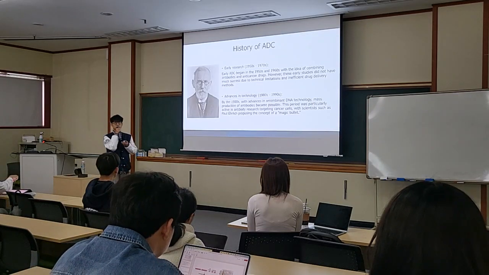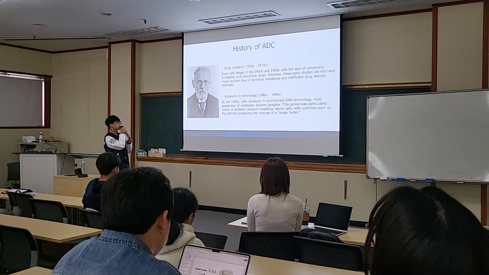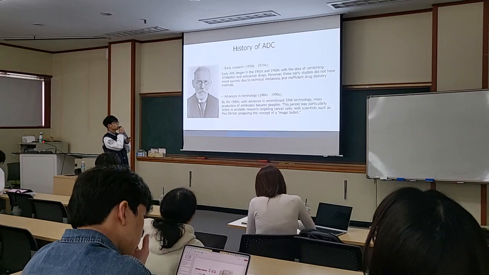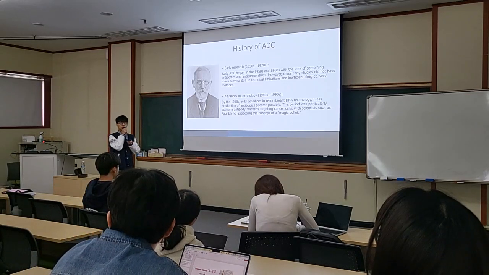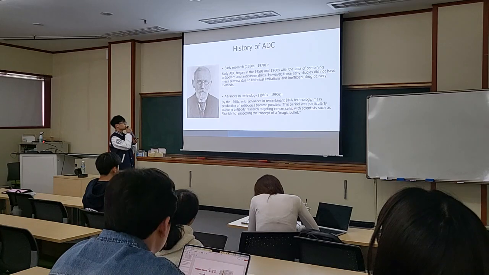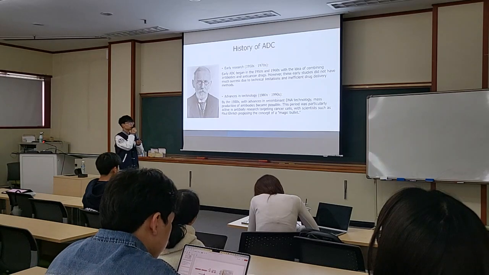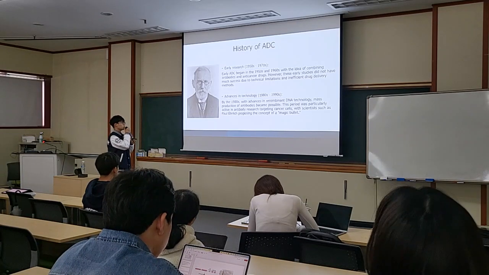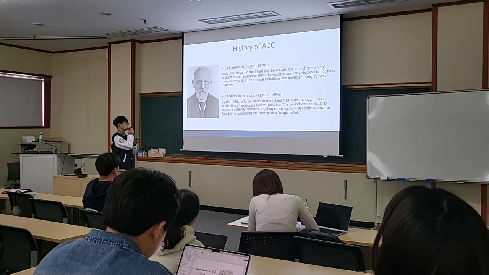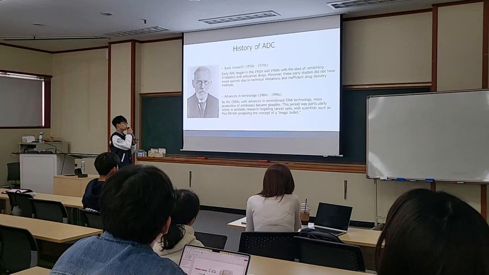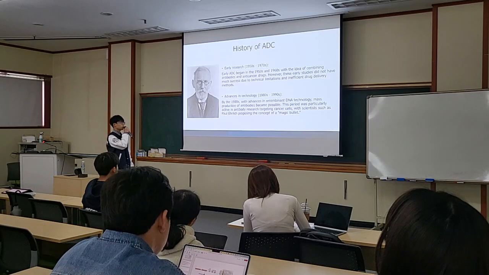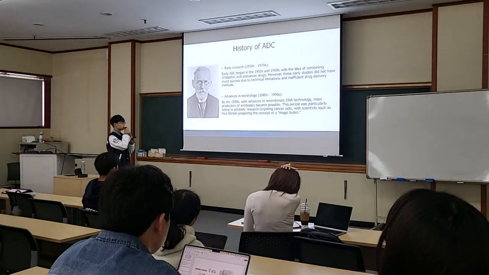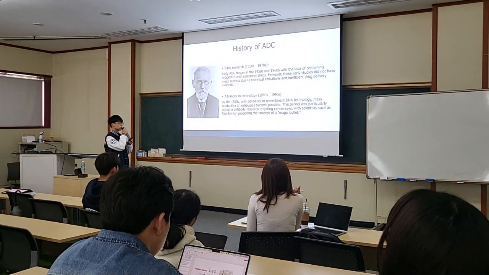In the history of ADC, early ADC began in the 1950s and 1960s with the idea of combining antibodies and anti-cancer drugs. However, these early studies did not have much success due to technical limitations and inefficient drug delivery methods. But in the 1980s to 1990s, with advances in DNA technology, mass production of antibodies became possible. So this period was particularly active in antibody research targeting cancer cells.